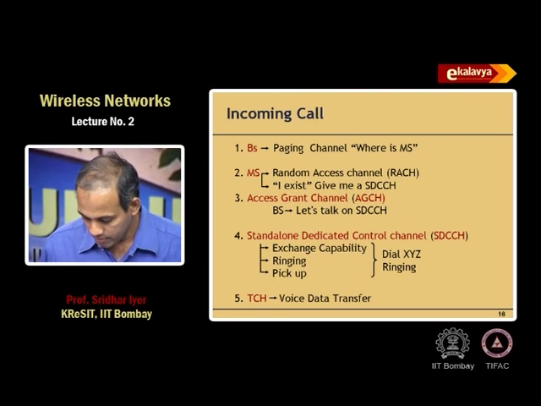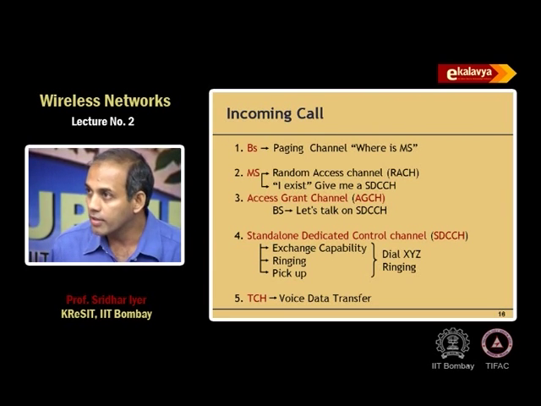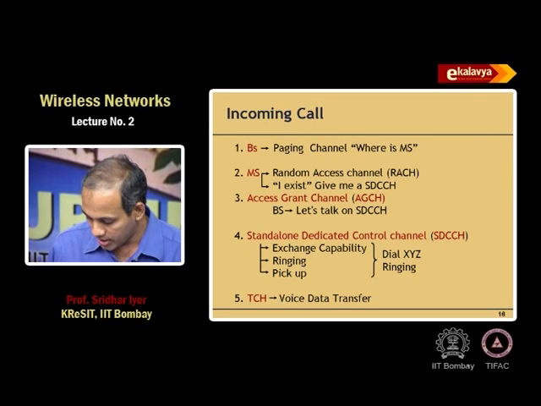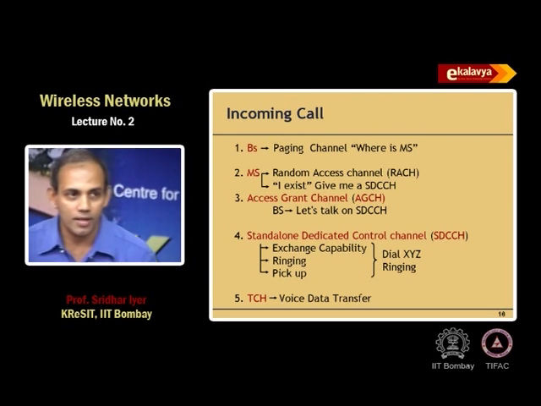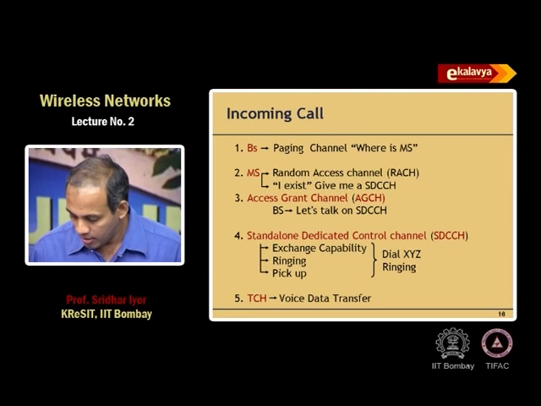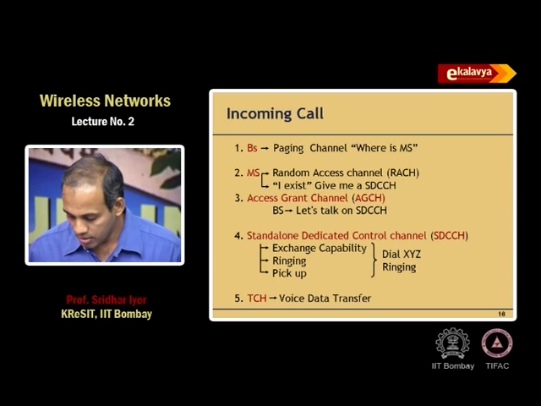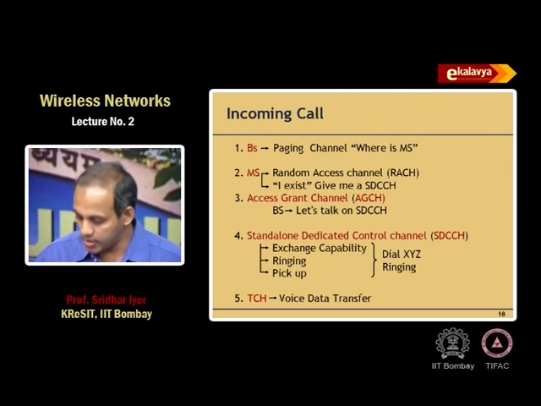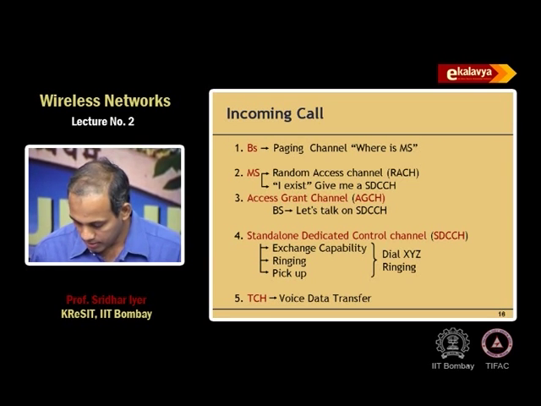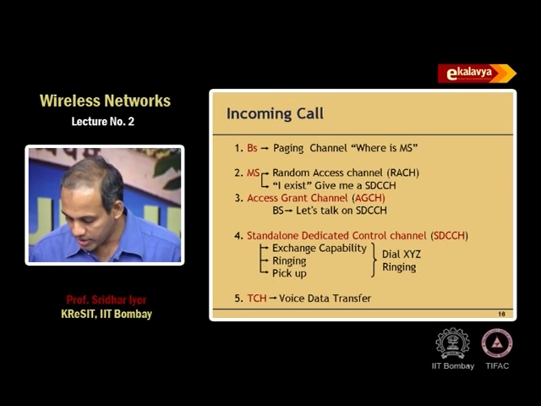Then the access grant channel. Then the dedicated control channel. Now is a good time to introduce its full name, SDCCH. SDCCH stands for standalone dedicated control channel. So on the access grant channel, the base station is going to say, let us talk on SDCCH. SDCCH is a two-way channel in which you will again exchange capabilities and then we will do ringing.